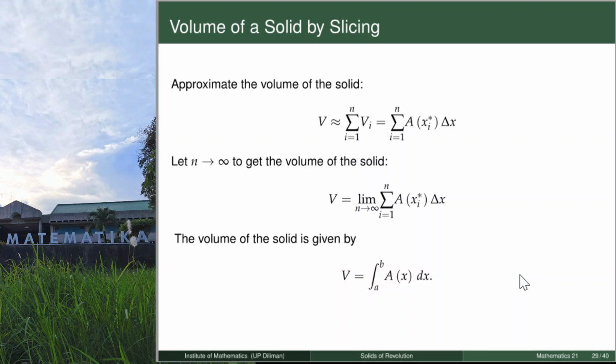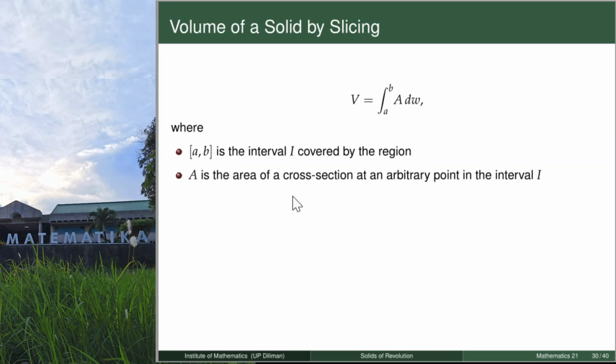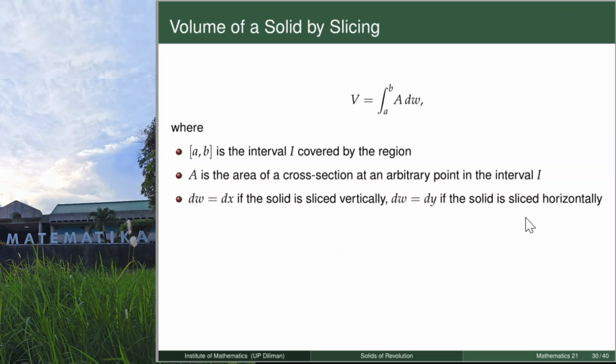So, here is the general formula of the volume of a solid by slicing. V is a definite integral from a to b of A dw, where a to b is the interval covered by the region, A is the area of a cross-section at an arbitrary point in the interval, and dw is dx if the solid is sliced vertically, or dw is dy if the solid is sliced horizontally.